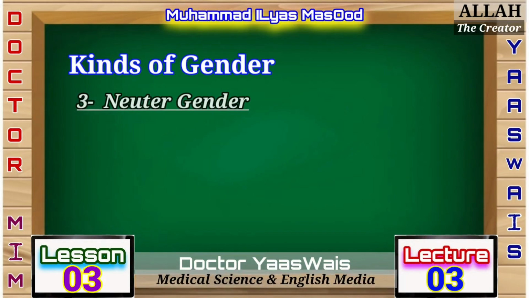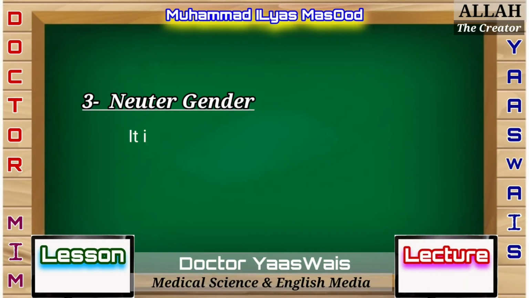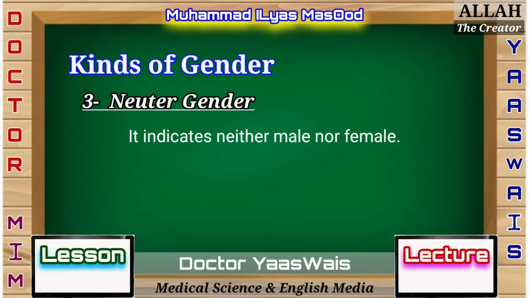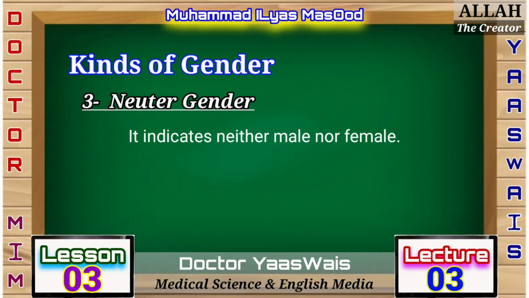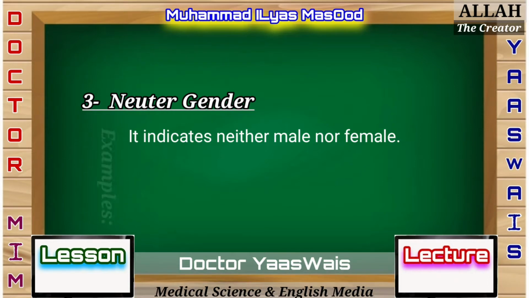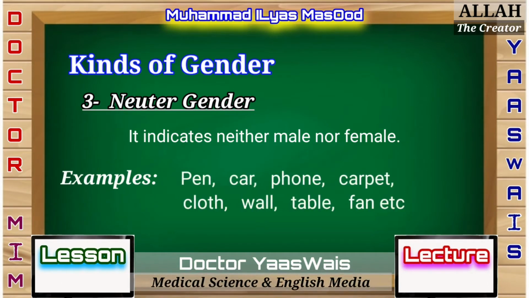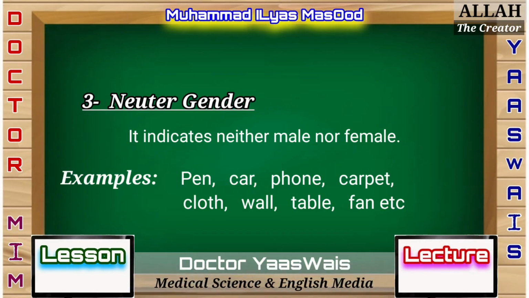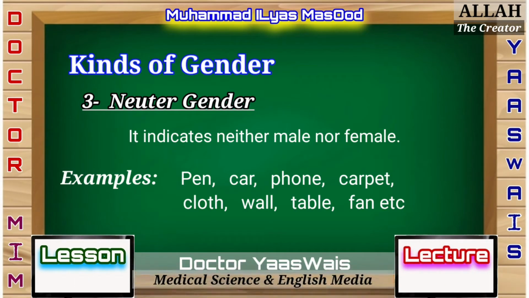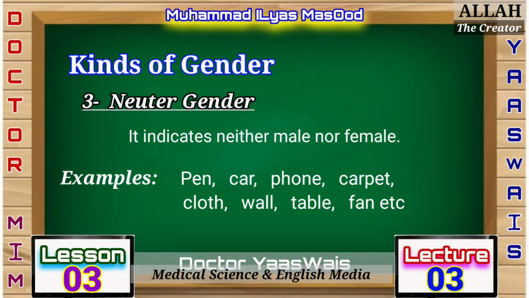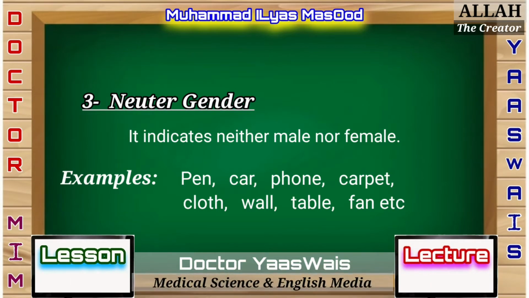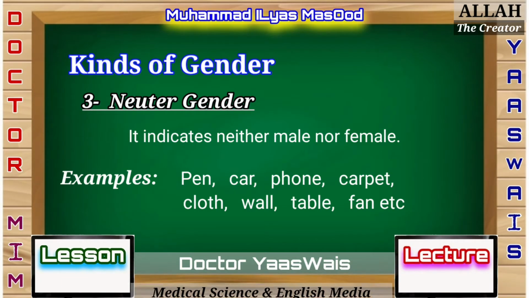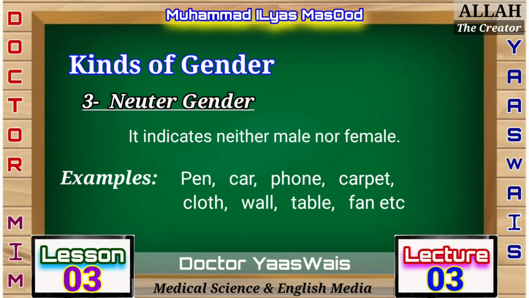Third type is the neuter gender. Neuter gender indicates neither male nor female, as it has no gender. Consider the examples: pen, car, phone, carpet, cloth, wall, table, fan, and many more are neuter genders. They are things somewhat non-living and have no male and female.